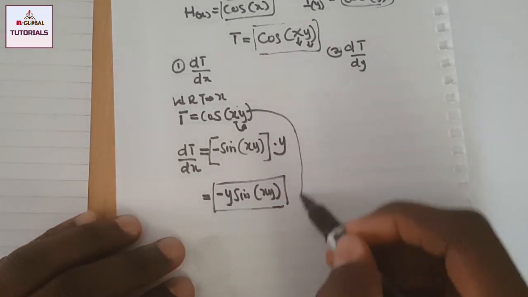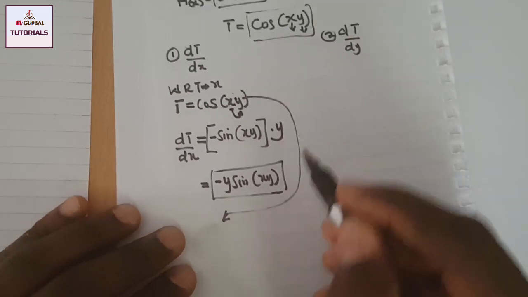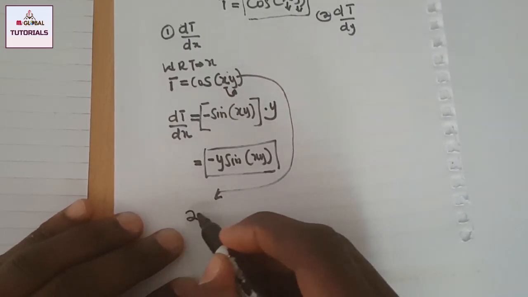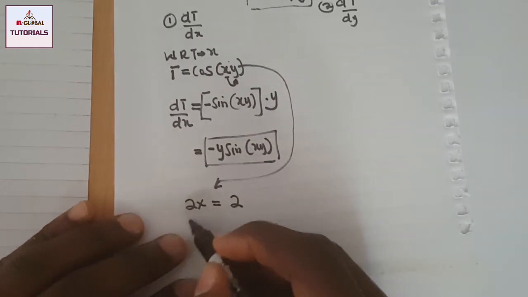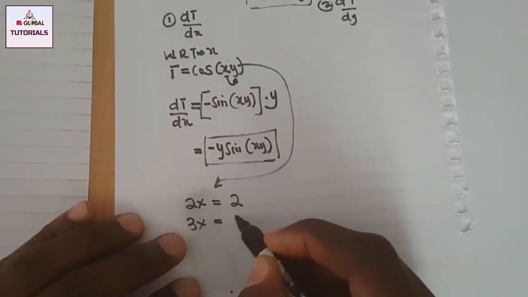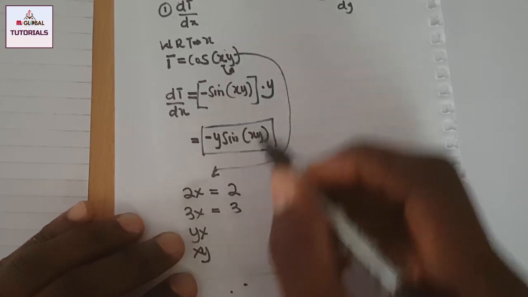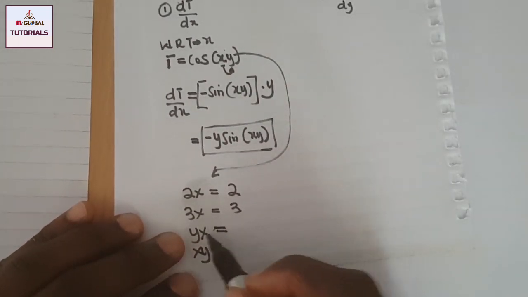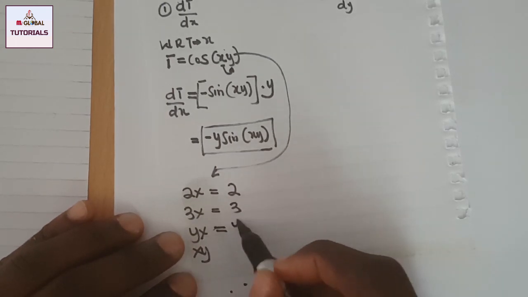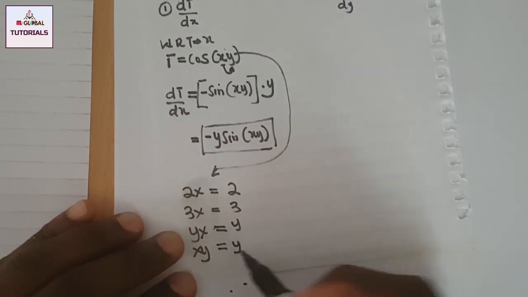If you still don't get it clearly, let me explain. y times x is equal to yx. When you differentiate 2x, it gives you 2. When you differentiate 3x, it gives you 3. So when you differentiate yx, since y is a constant, it gives you y. When you differentiate xy, y is a constant, it gives you y. Alright.